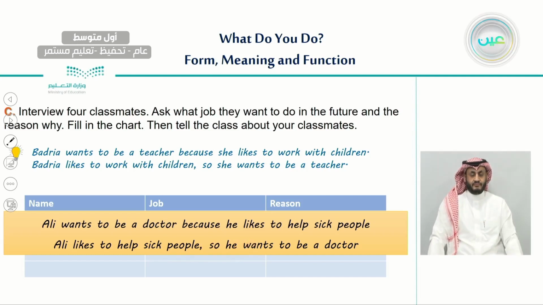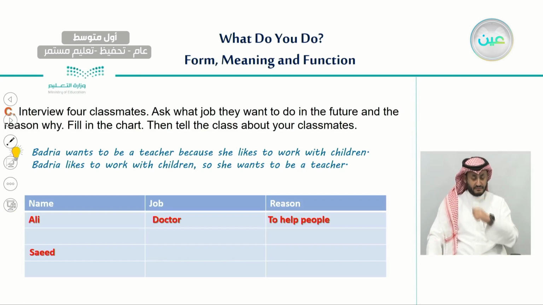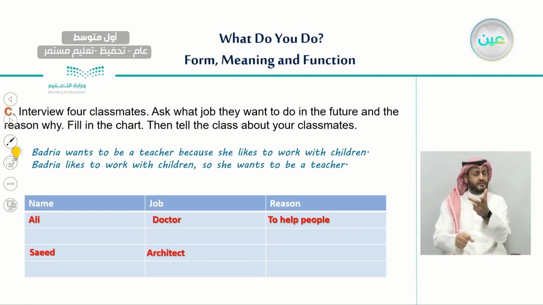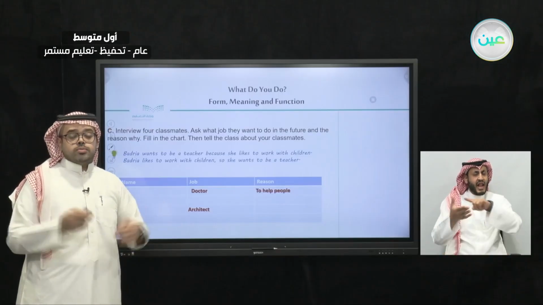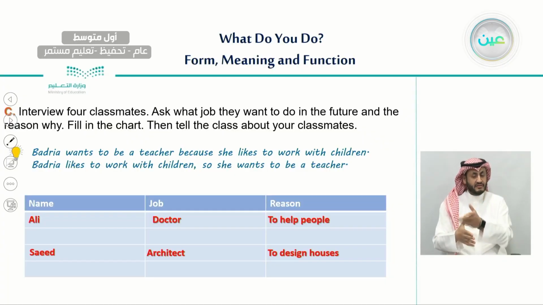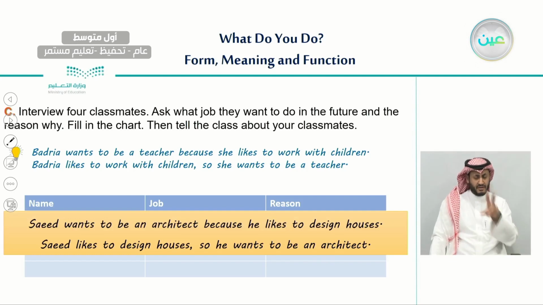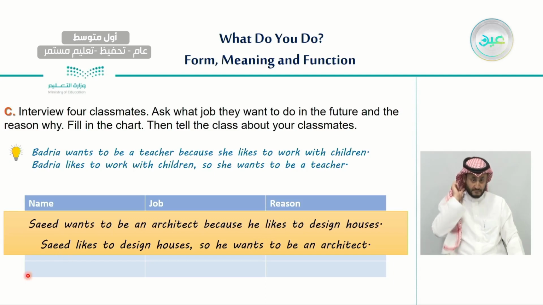I also interviewed another friend. His name is Said. I asked him, what do you want to be in the future, Said? He said, I want to be an architect. And I asked him again, why do you want to be an architect? He said, to design houses. So I wrote a couple of sentences about this. I said that Said wants to be an architect because he likes to design houses. I also use it with so. I said Said likes to design houses, so he wants to be an architect.